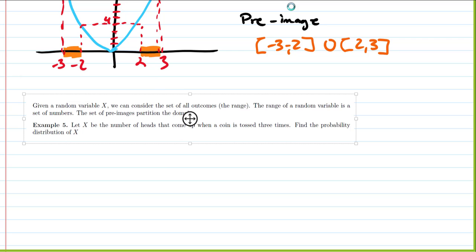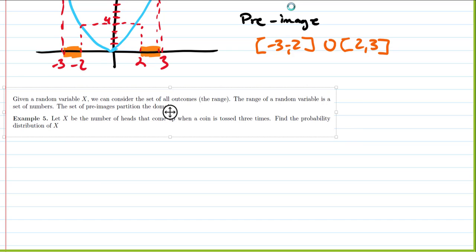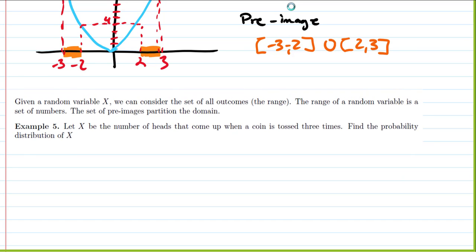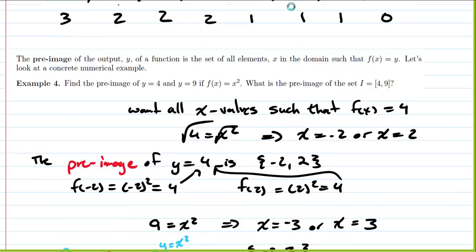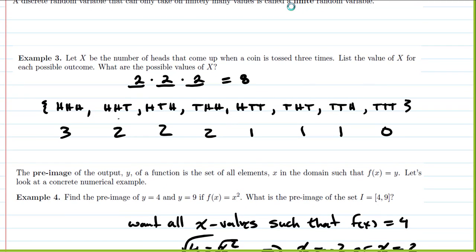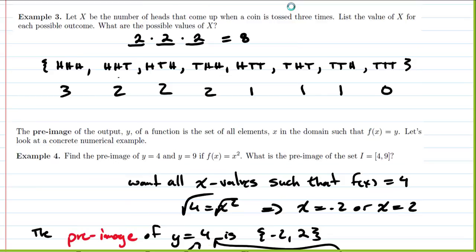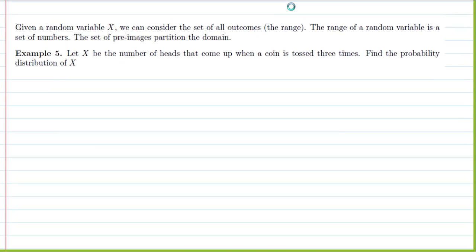Given a random variable x, we can consider the set of all outcomes. The range of a random variable is a set of numbers. The set of pre-images partition the domain. So if we look back at this example, if we look at the pre-image of everything that's in our range, so 0, 1, 2, and 3, it covers all of those pre-images, which partition our sample space.